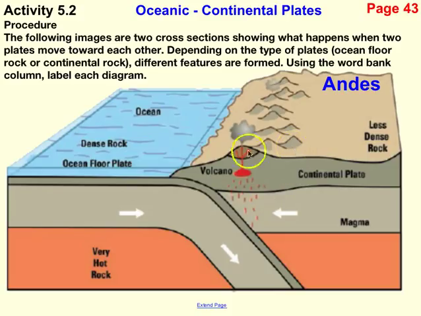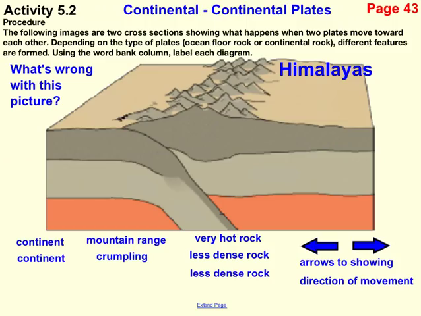But if it was two continental plates, and that's what we're going to take a look at next, you don't get volcanoes, you get folded mountains. And even here you can see that one plate eventually subducts underneath the other. It just doesn't happen very quickly. So go ahead and look at this one. It says, what's wrong with this picture? And what I mean by that is it's not going to subduct this quickly.